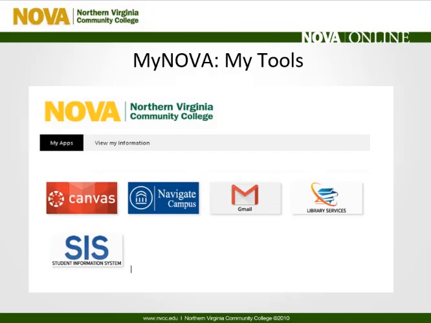The first icon you see on the My Tools page is this big red button labeled Canvas. This is the button you will click on to locate or access your NOVA Online classes.